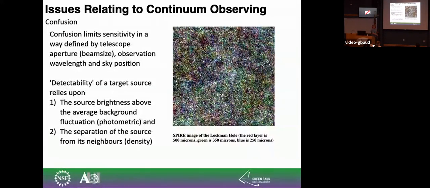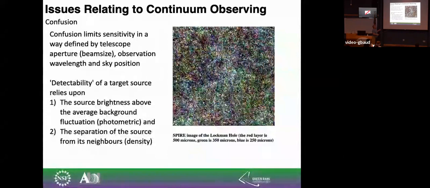Something else you may not be as aware of is confusion. A lot of continuum observations are confusion limited, which means that there's so much radio emission across the sky that you're trying to look at your source, but in fact you're picking up emission from other sources. This is an image of the Lockman Hole, and this is not noise. These are all galaxies. So you can imagine trying to look at a given source in that field, and depending on the size of your beam, you're going to be picking up a bunch of other sources too. And if they're brighter than the source you're trying to look at, then you're out of luck, unless you can somehow model that emission and subtract it.